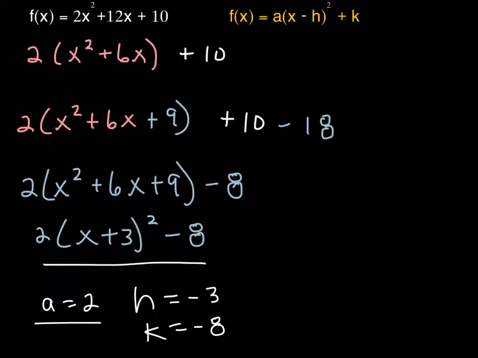So it tells us that we have a vertical stretch. A gives us the fact that we have a vertical stretch and not a vertical compression. H and k tell us where the vertex is. So now we can easily graph this thing because we know these basic pieces of information.